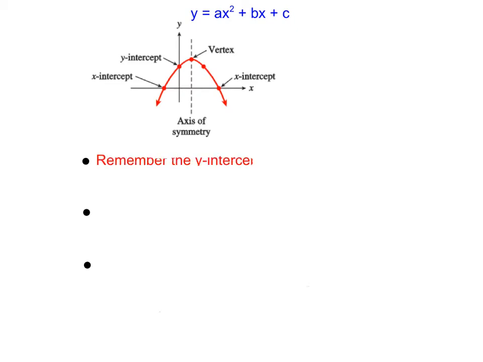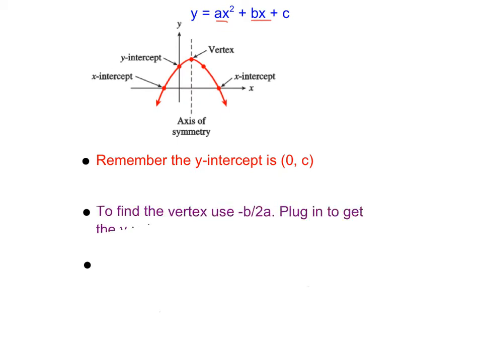All right, so remember, the y-intercept is always your c value, because if you plug in 0 for x here, you're just left with c. So whatever the c value is, that's your y-intercept. To find the vertex, we use that formula, negative b over 2a. That gives us our x. And then we plug in to get the y value. That's how we find our vertex.